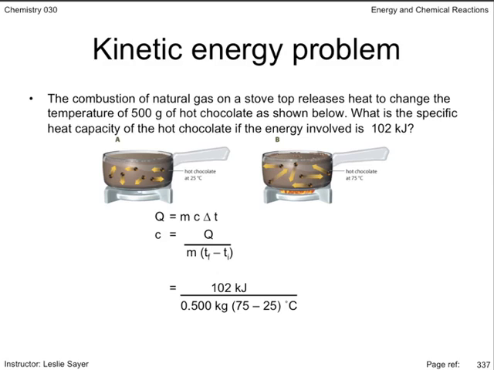Add in the values from the question. Notice I've converted the mass from grams to kilograms. I could just as easily have converted the energy term from kilojoules to joules. Either way, the answer will be the same. And present the answer to the indicated number of significant digits. It is important to see that the magnitude of the answer is exactly the same in kilojoules per kilogram degrees Celsius as it would be in joules per gram degrees Celsius.